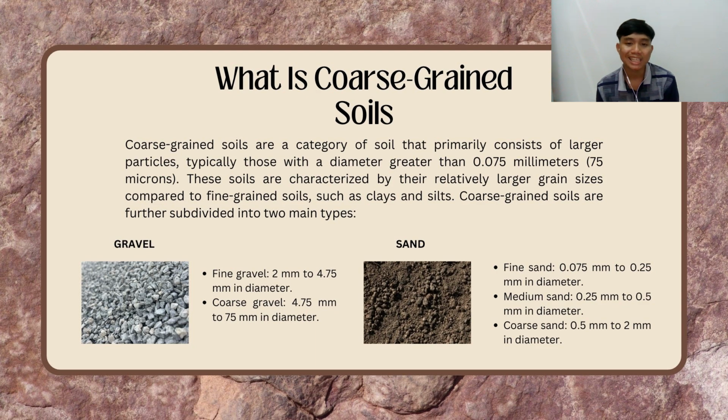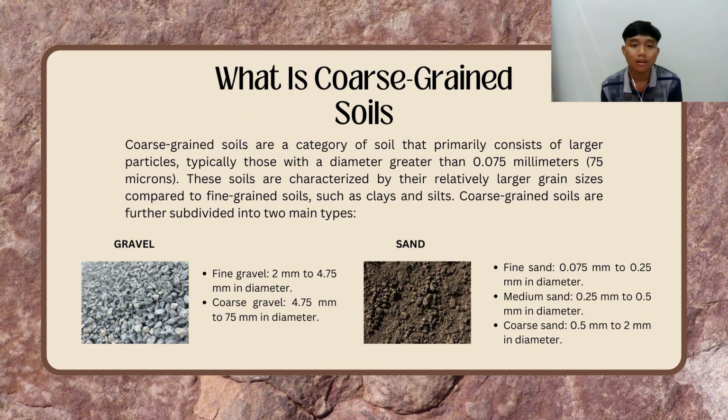Coarse-grained soils are a category of soil that primarily consists of larger particles, typically those with a diameter greater than 0.075 millimeters, 75 microns. These soils are characterized by their relatively larger grain size compared to fine-grained soils such as clays and silts. Coarse-grained soils are further subdivided into two main types. First, gravel. This consists of particles larger than 2 mm in diameter but smaller than 75 mm.